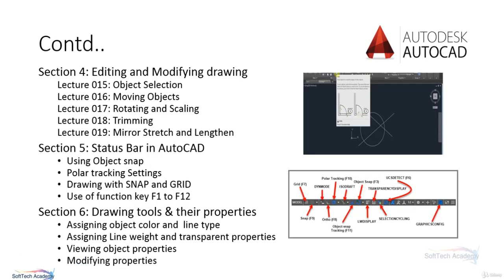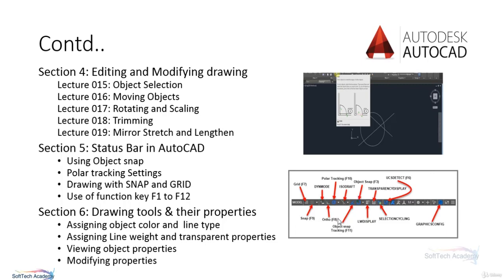Section 4 is mainly focused on editing and modifying drawings. We will edit the drawings, select the objects, move the objects, rotate, trim, mirror, and lengthen the object sizes. And section 5 is the status bar in AutoCAD. From the status bar, we can utilize snapping, polar tracking settings, and drawing with snap and grid. And we can utilize different function keys like F1 to F12, which is also shown here.